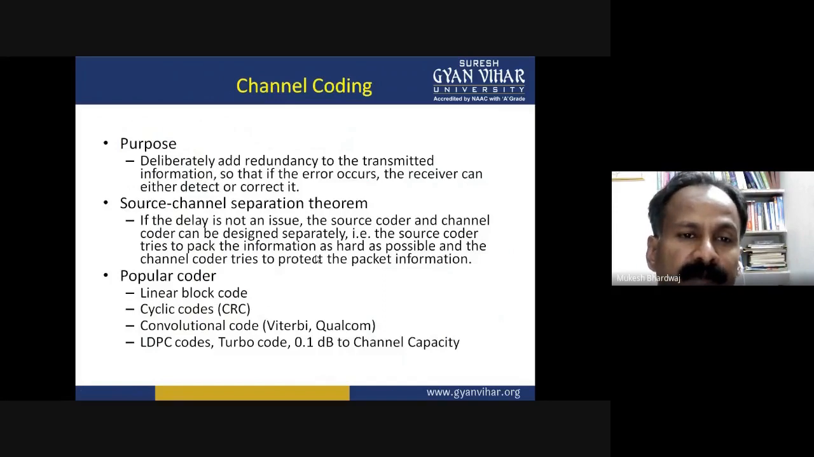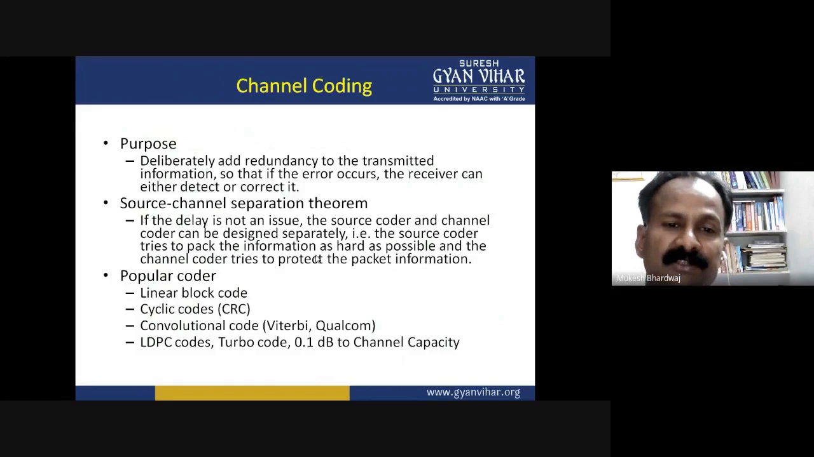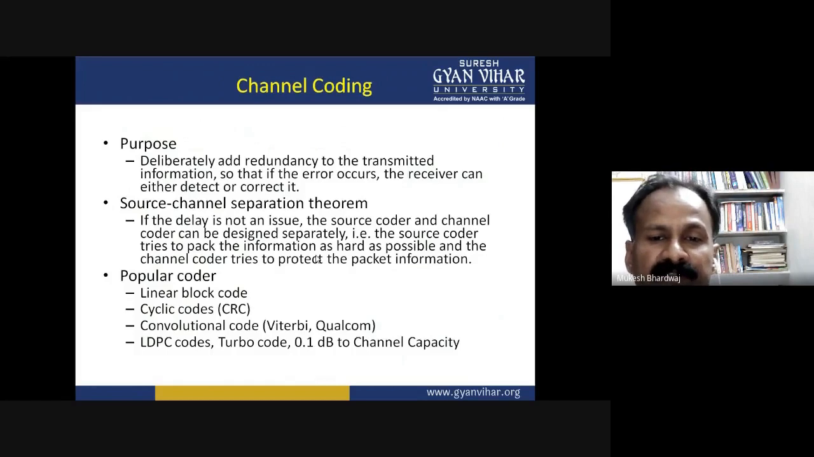Channel coding deliberately adds redundancy to the transmitted information so that if an error occurs, the receiver can either detect or correct it. Source channel separation theorem: if the delay is not an issue, the source coder and channel coder can be designed separately. That is, the source coder tries to pack the information as tightly as possible, and the channel coder tries to protect the packed information. Popular codes: linear block codes, cyclic codes, convolution codes, LDPC codes, turbo codes, which come within 0.1 decibel of channel capacity.